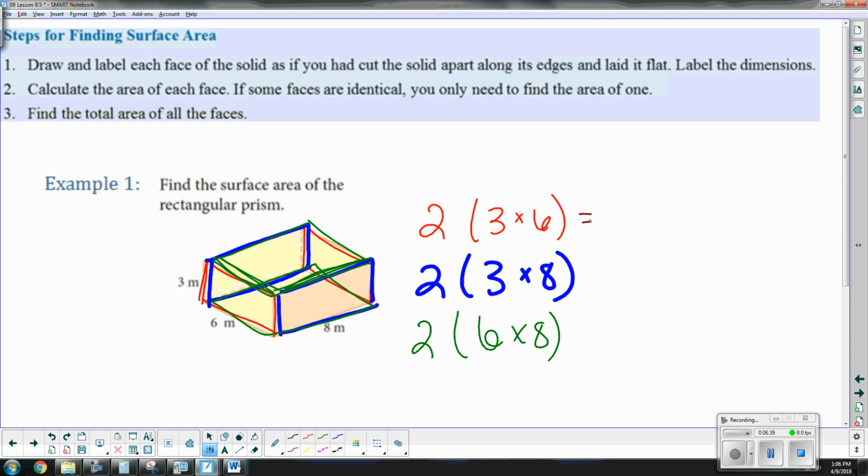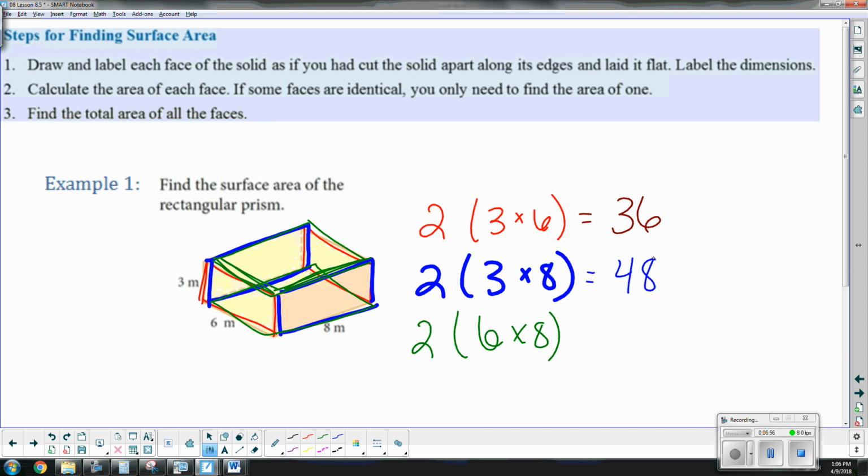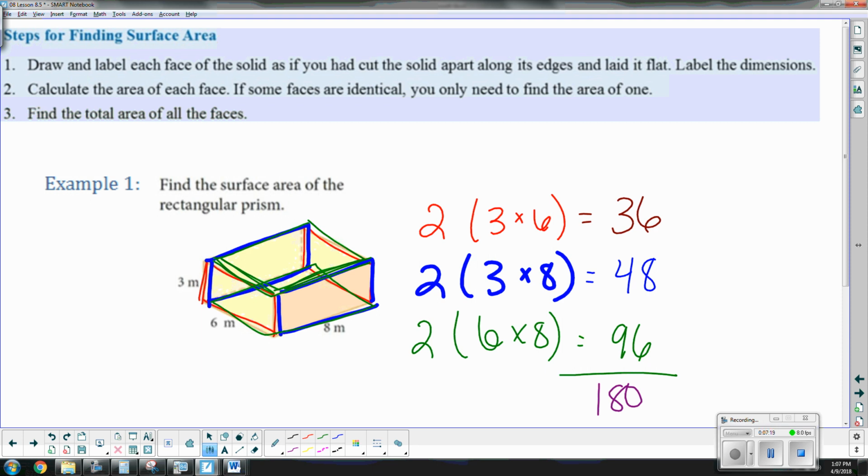So 3 by 6 is 18, and 18 times 2 is 36. And then secondly, the left and the right one, they're each 3 by 8, that's 24. 24 times 2 is 48. And then lastly, the top and the bottom one. So 6 by 8 is the top, that's 48, and we have two of them, so that's 96. So then we can add those all together. So 36 plus 48 plus 96 is 180, and these are measured in meters.